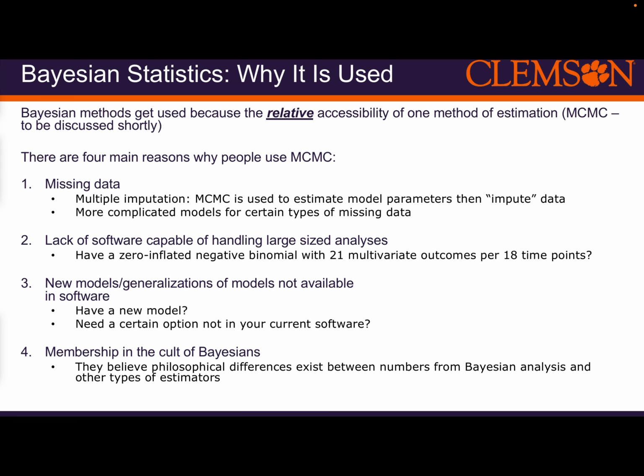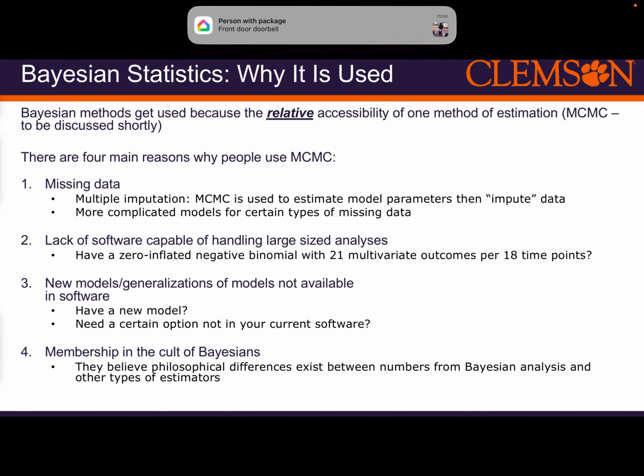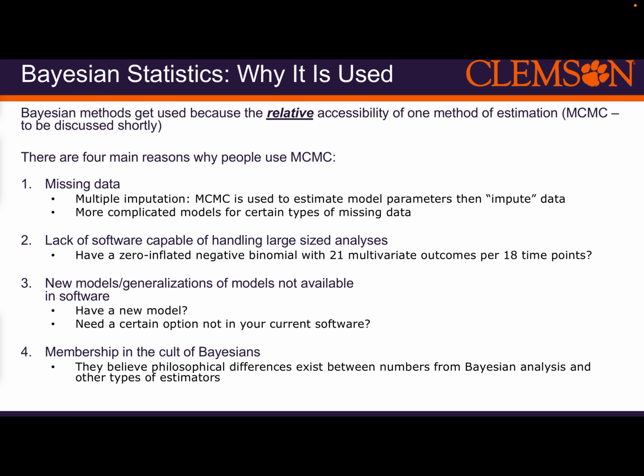So why do people use Bayesian statistics? Well, Bayesian statistics typically get used because of the relative accessibility of one or more methods of estimation. In our case, MCMC, which stands for Markov Chain Monte Carlo. Now, there are four main reasons I've seen people use Markov Chain Monte Carlo. Now, there may be more, but these are the four that I'm going to list. One is missing data. If you have missing observations in your data, Markov chain Monte Carlo is used to estimate the model parameters and impute the data.